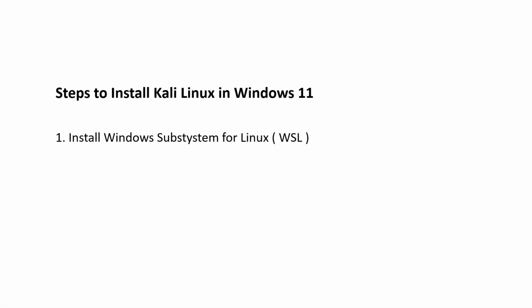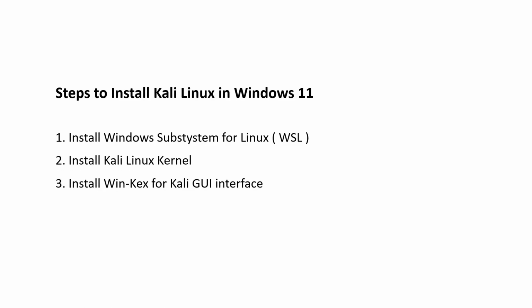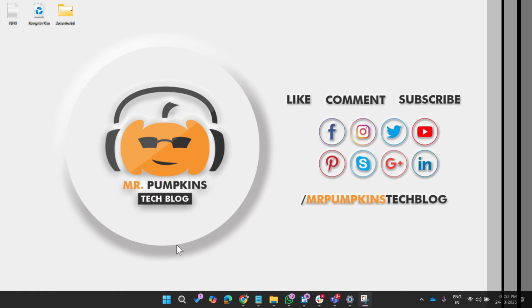This video is the last part of the video series on how to install Kali Linux. In previous videos, we have seen how to install WSL in your PC and then install Kali Linux kernel using WSL within your Windows PC. In this video, we will be installing Win-Kex to enable GUI interface for Kali Linux OS within Windows OS.